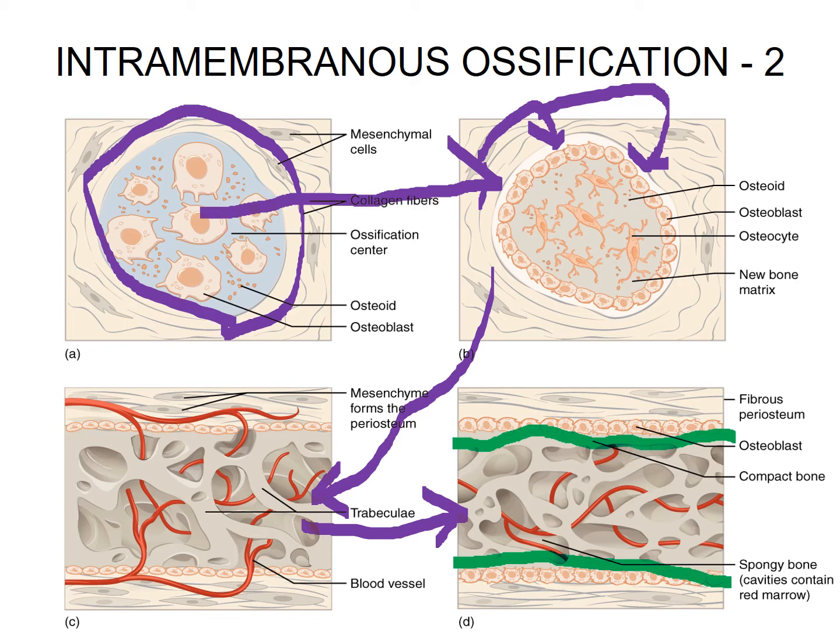Now, this only takes place in really flat bones, so specifically the skull is what we want you to know. The skull bones, and then the collarbone's another weird one. But pretty much every other bone from the head down, on the next slide, we're going to cover something called endochondral ossification, and that's pretty much the rest of the bones in your body. They grow in this fashion.